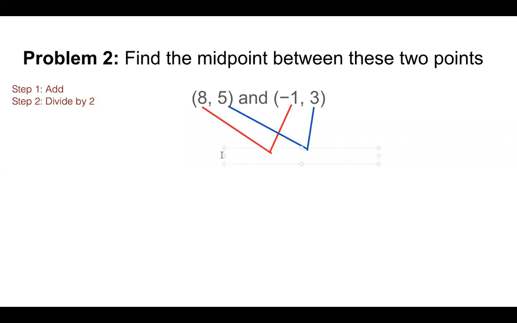So for the red, 8 plus -1 equals 7. 7 divided by 2 is 3.5. Now on to the blues. 5 plus 3 is 8. 8 divided by 2 is 4.